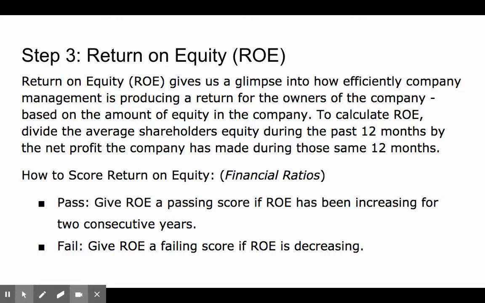How to score return on equity. Pass: give ROE a passing score if ROE has been increasing for 2 consecutive years. Fail: give ROE a failing score if ROE is decreasing.